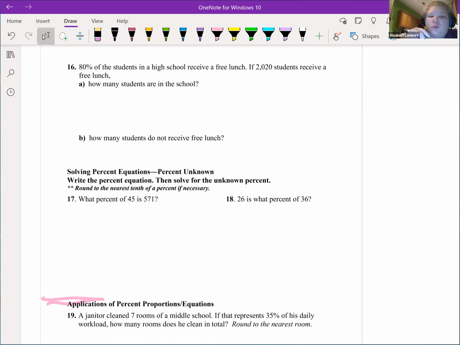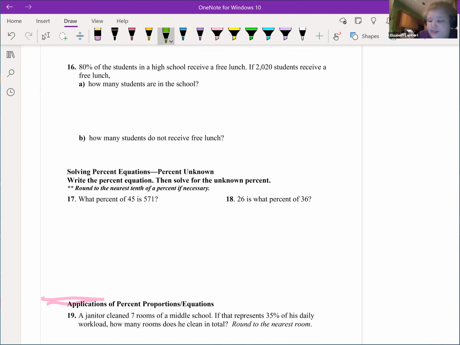So 80% of the students in the school, the total, that's what the first one is telling us. Then the second one is telling us that the students who receive a free lunch is 2020. So that is our is.